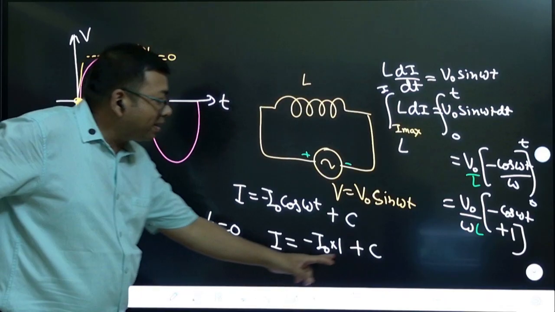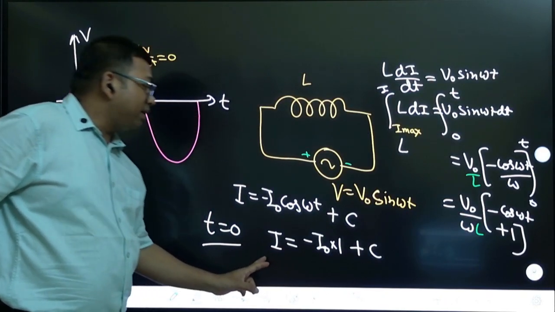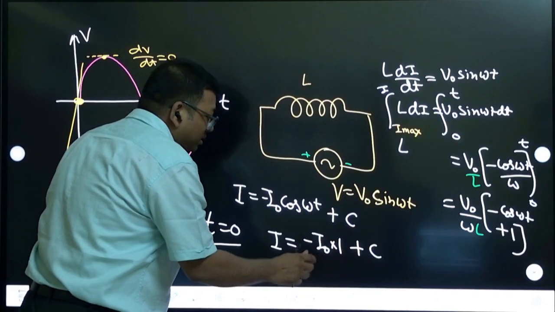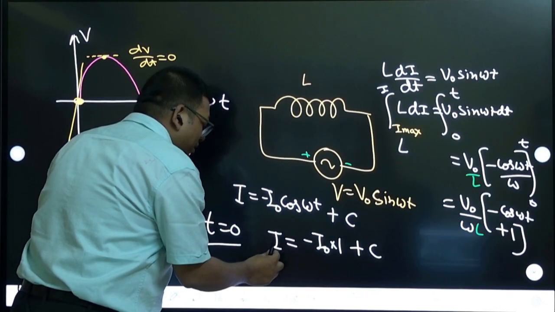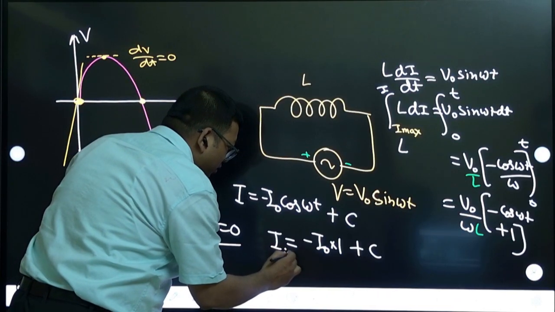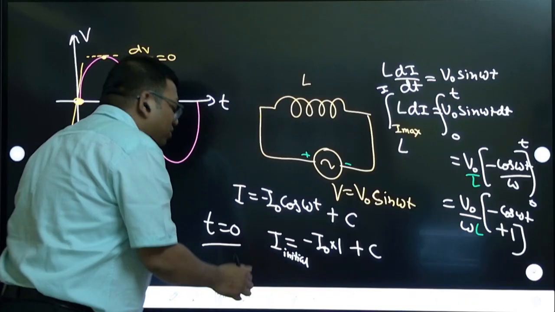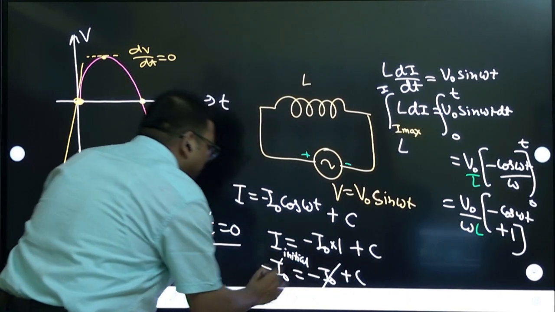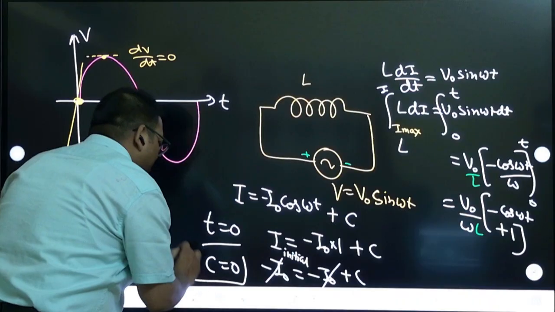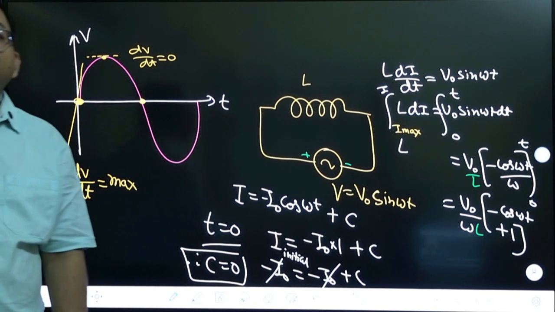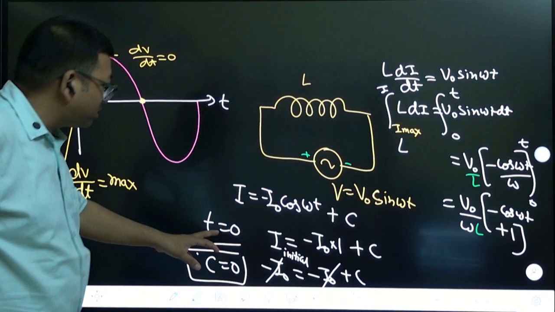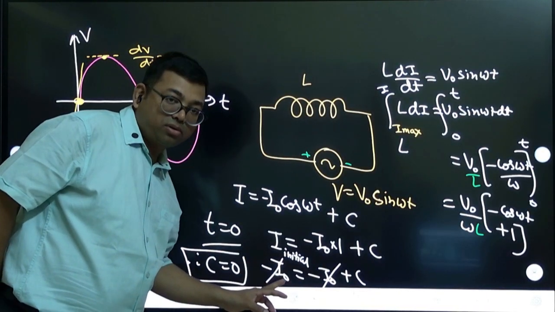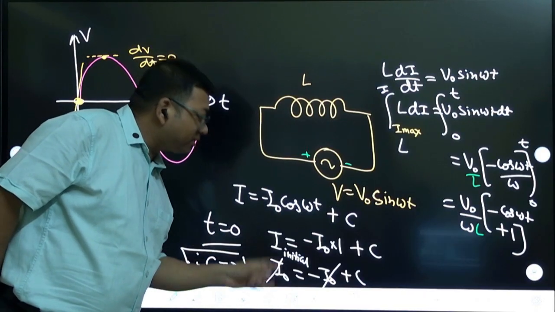Now see, when can this constant be 0? This I naught is not the initial current, I naught is the peak value. Let us write the initial current as I initial. So this I initial will be minus I naught, so that this and this get cancelled. That's why C comes as 0. Are you understanding this? C will be 0 only when I initial is equal to minus I naught. Why should it be minus I naught?